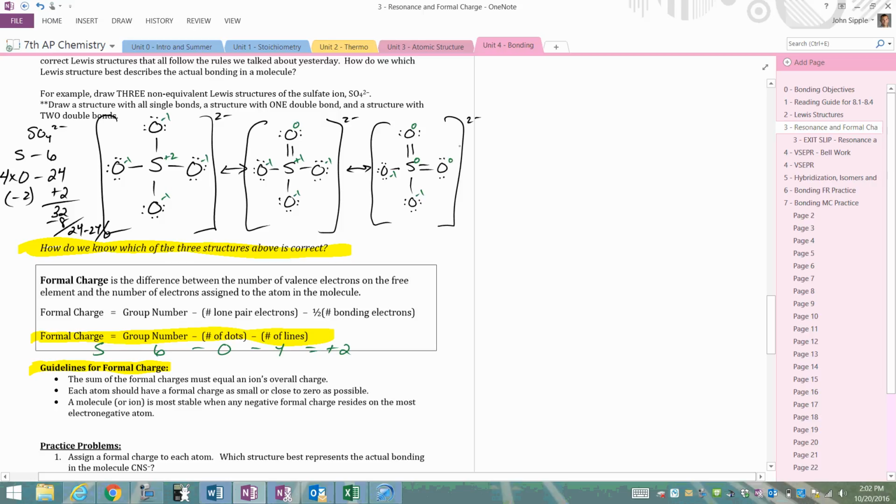So now how do we choose which one's the best? First thing we want to do, just to double check our formal charges, the sum of the formal charges has to equal the ion's overall charge. So when we add up all the green numbers in here, they should all be 2-. Here we go. 2-, great. Those cancel. 2-. Awesome.